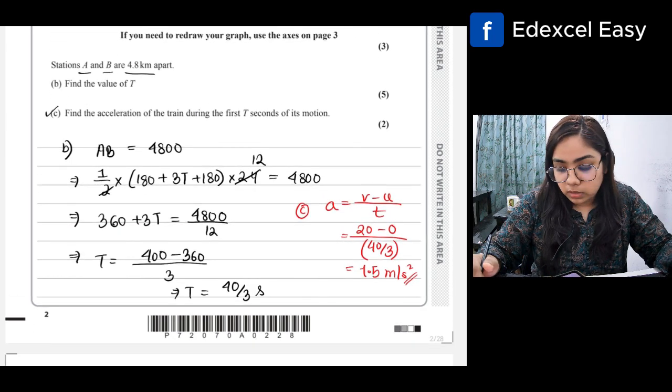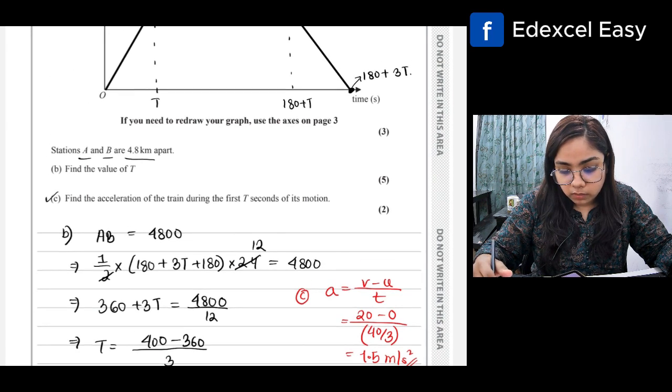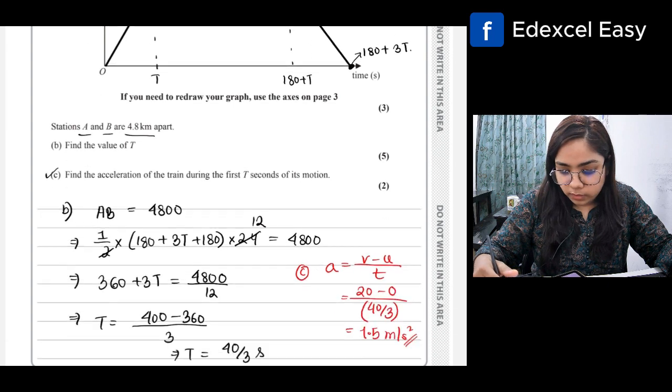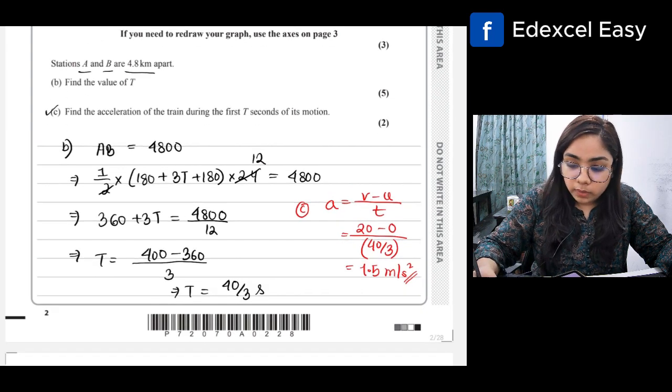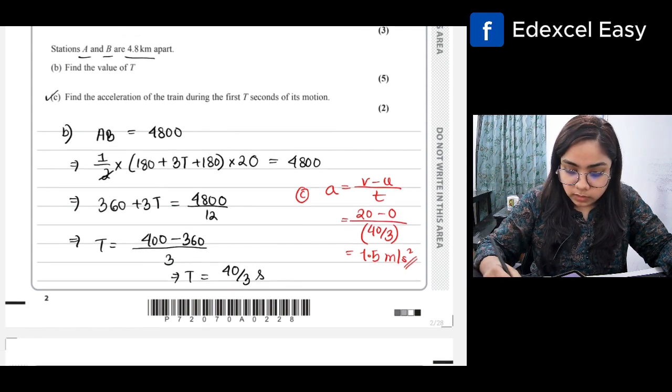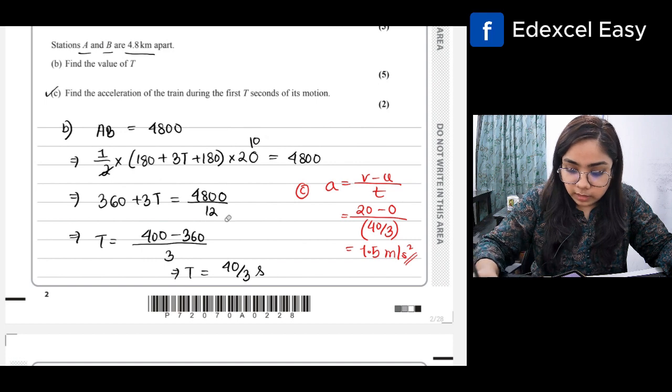Wait, 1 minute. Final velocity was, sorry, no, wait. Oh, sorry, I actually made a mistake. Over here, this was actually 20. I saw it as 24 for some reason. In that case, this becomes 10, which is going to be 10 over here.